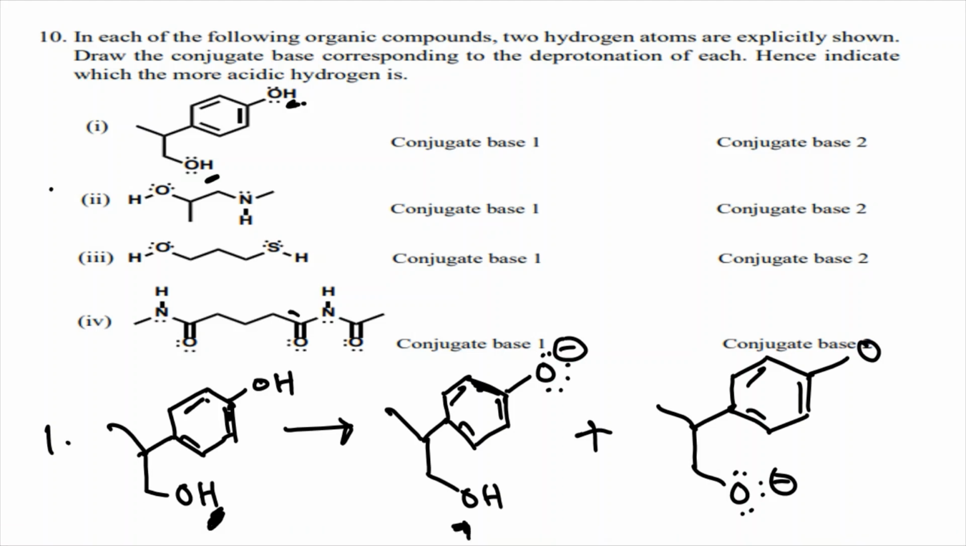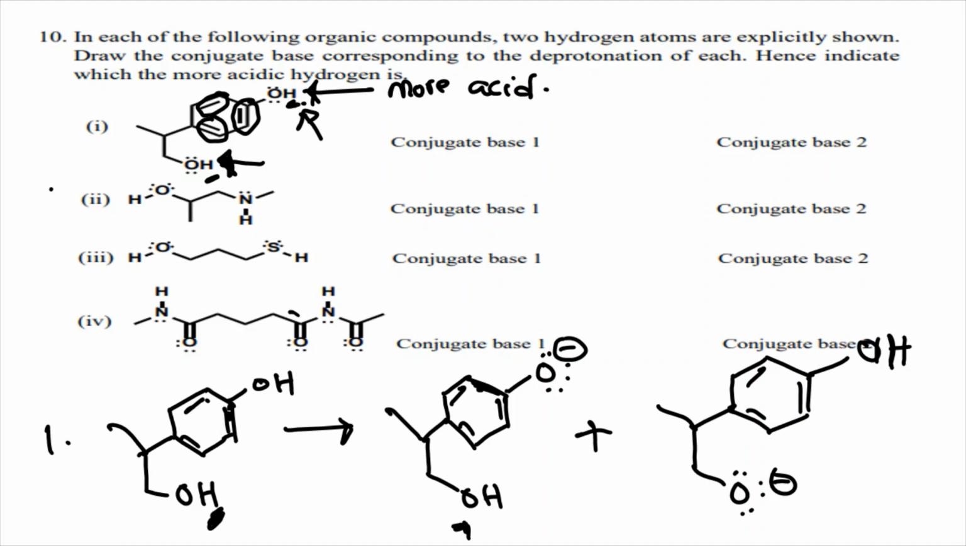So that will be conjugate base 2. Like this. Now they're asking which hydrogen is more acidic between this hydrogen here and this hydrogen here. So the hydrogen that is more acidic is this one here. More acidic. Why? Because this hydrogen is attached to the oxygen that is attached to a pool of double bonds. So that's why it is more acidic.